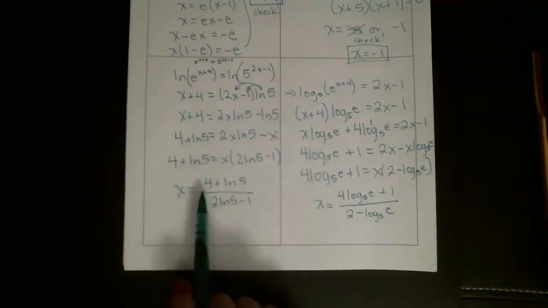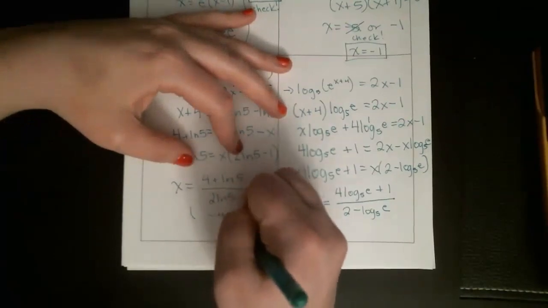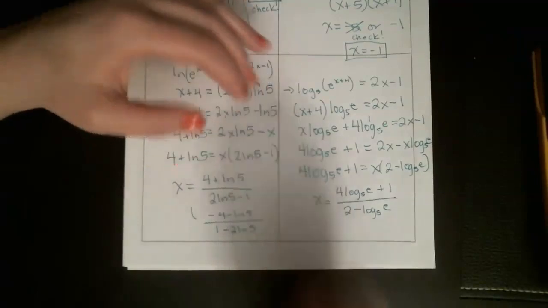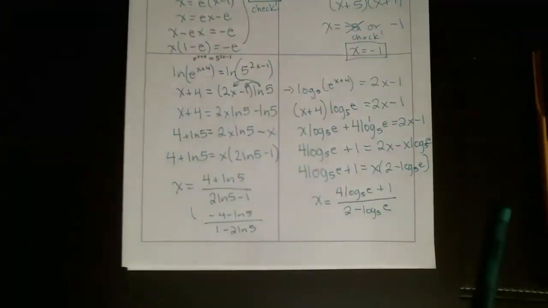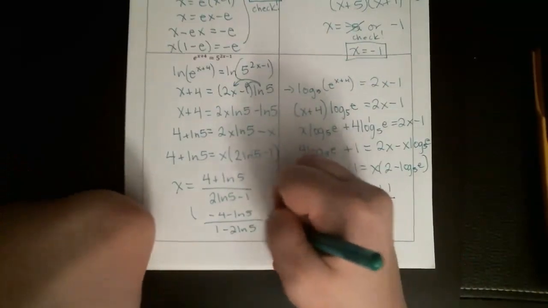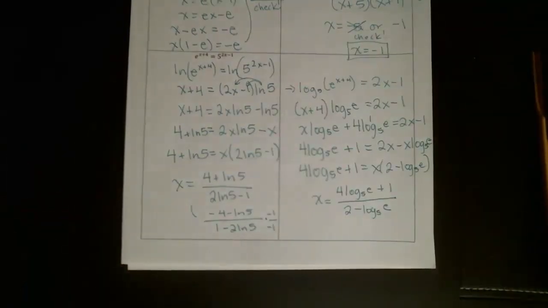If you ever notice that all of your signs are swapped, so if you had gotten -4 minus natural log of 5 over 1 minus 2 natural log 5, that's actually a totally good sign. That means you chose to move things to the opposite side that I did, and your signs are all reversed because of that. But remember, you can always multiply top and bottom by -1, and it'll turn it right back into what I have up above.